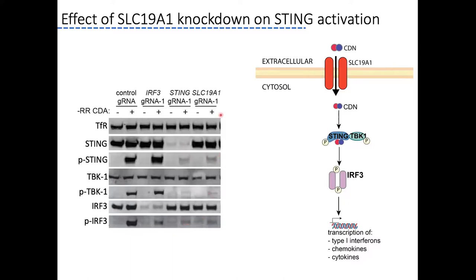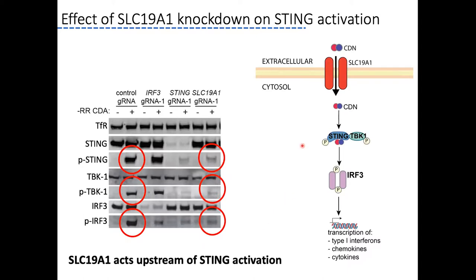So then we knock down SLC19A1, and we see a very nice effect on STING phosphorylation, which is highly reduced, but also TBK1 and IRF3. And this suggests that SLC19A1 acts directly upstream of STING activation.